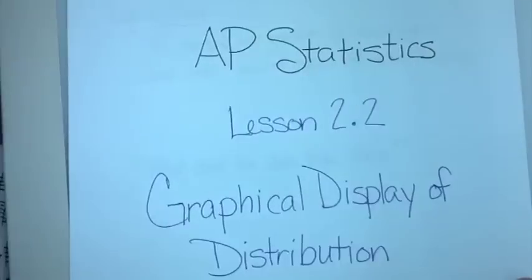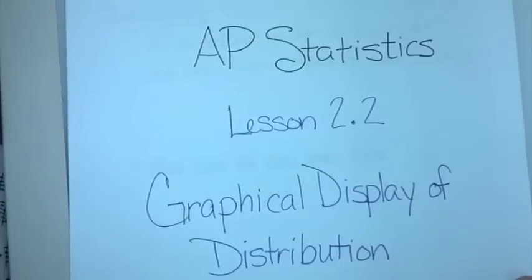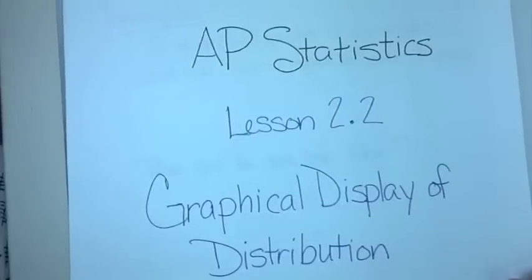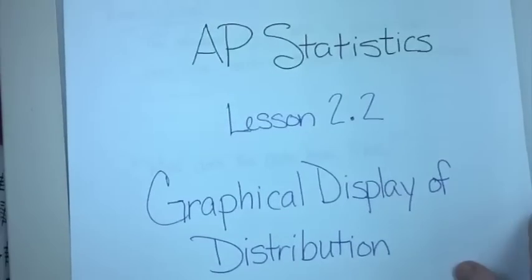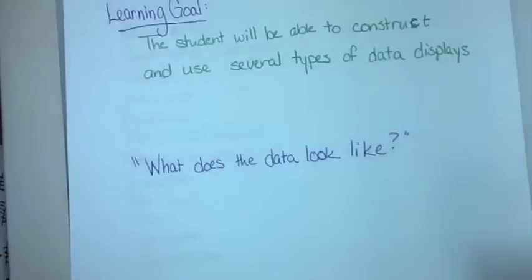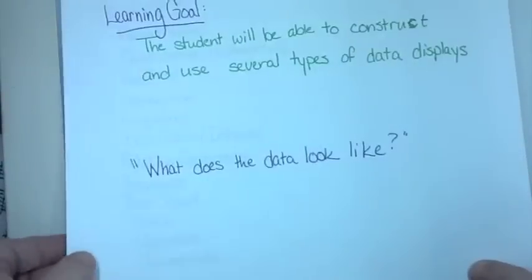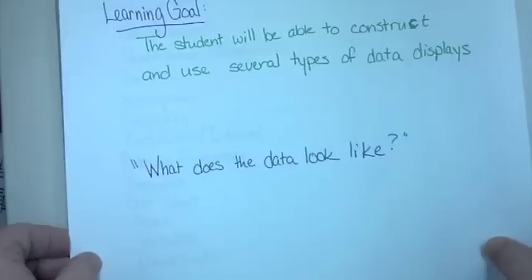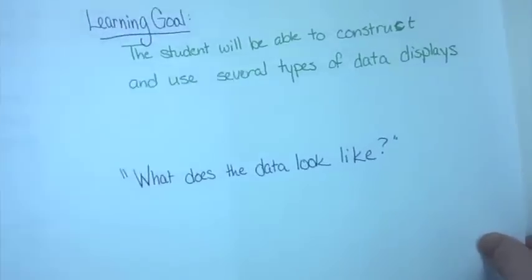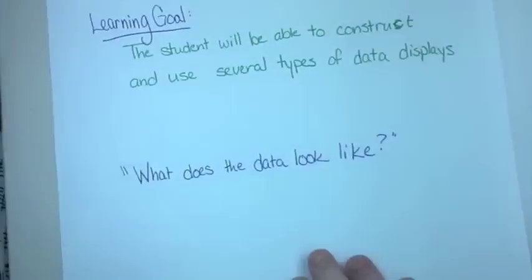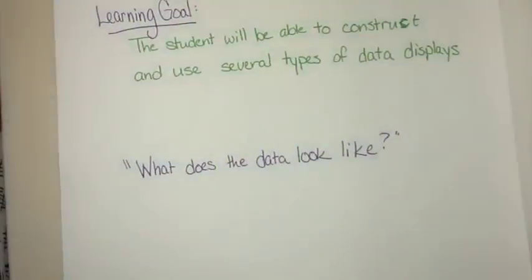AP Statistics, Lesson 2.2, Graphical Displays of Distribution. Our learning goal in this lesson is that we will be able to construct and use several types of data displays. And the question I want you to be asking yourselves throughout this is, what does the data look like?